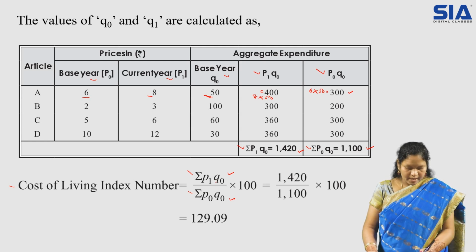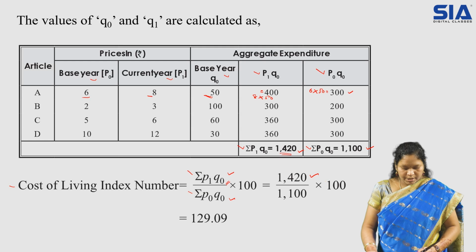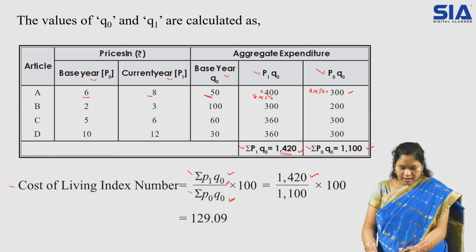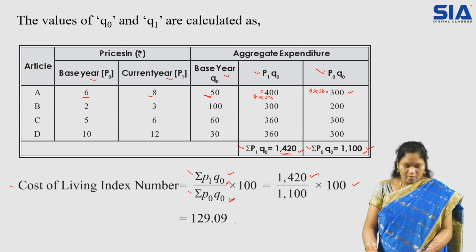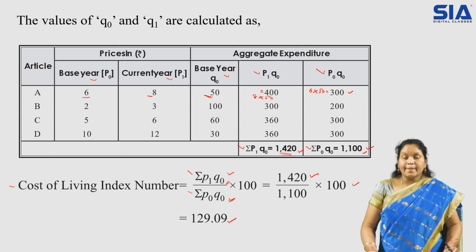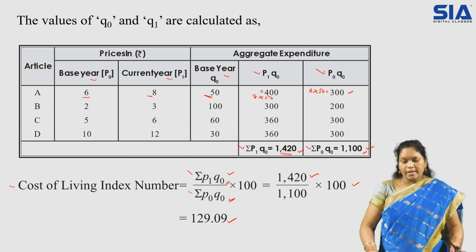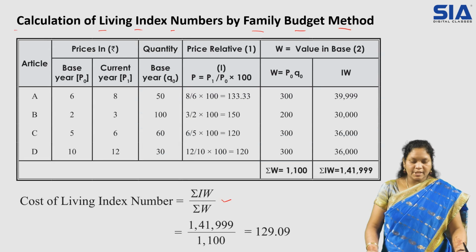So here is the formula I have. I have substituted ΣP1Q0, that is your first column answer, 1420, divided by the second value, that is ΣP0Q0. Here I have 1100, so I have substituted it and multiplied by 100. I have got the answer as 129.09. So this is how the aggregate expenditure method is obtained. So the first method we have done for CLIN.